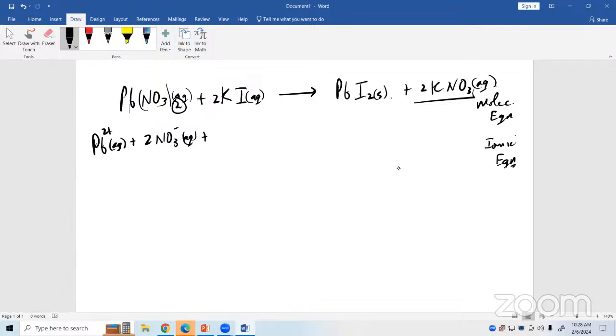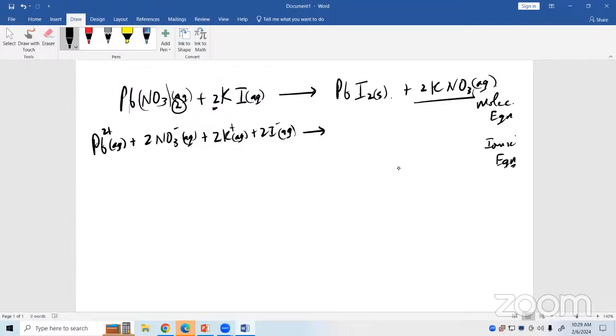Then we get to the potassium iodide. And look what we have here. We have a coefficient of 2 in front of the entire compound. So basically, these ions will be multiplied by 2, and it's aqueous, so it will undergo complete dissociation. So 2K+ aqueous plus 2I- aqueous. All right? So that takes care of everything on the left side of the equation.